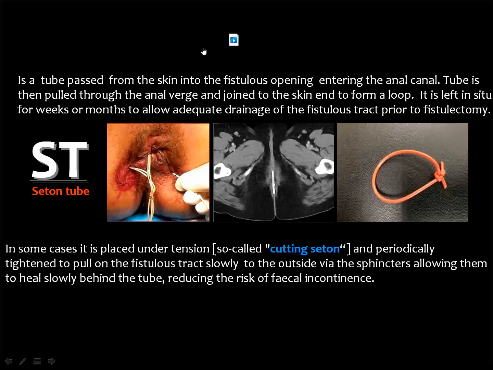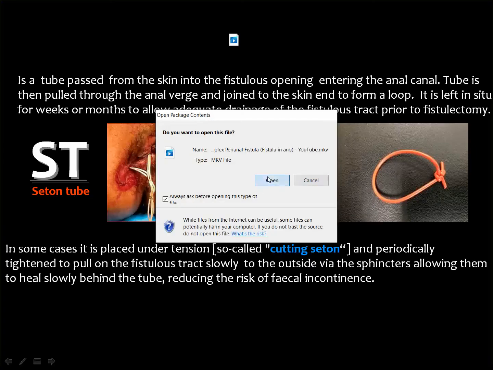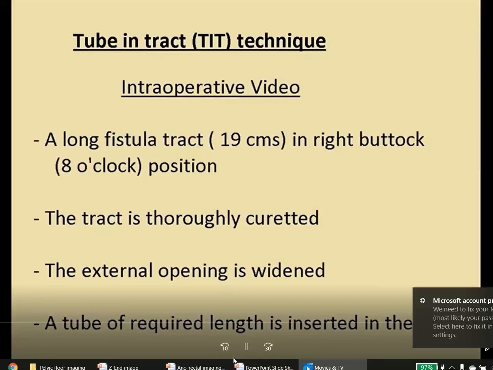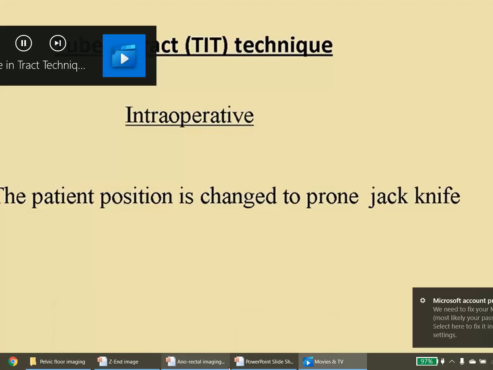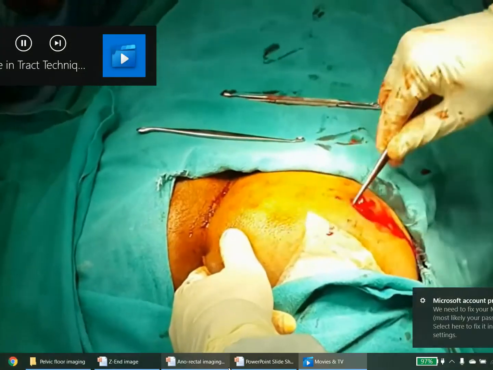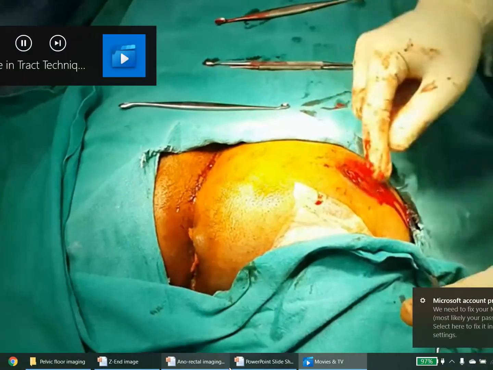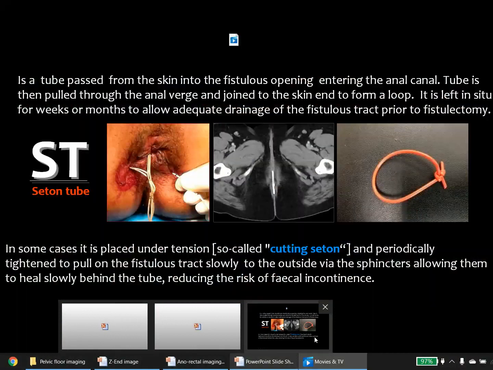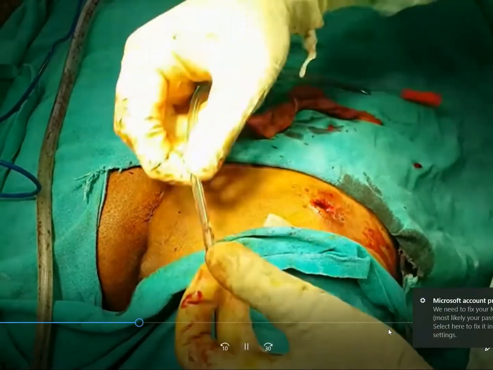And this is also a short video to show you how this seton tube is used for training. The male patient has a long fistula tract in the right buttock at the 8 o'clock position. The patient is put in prone jackknife position. The tract is thoroughly curetted. The external opening is widened. The tube of required length is measured and put in the tract. The tube is not sutured to the skin.